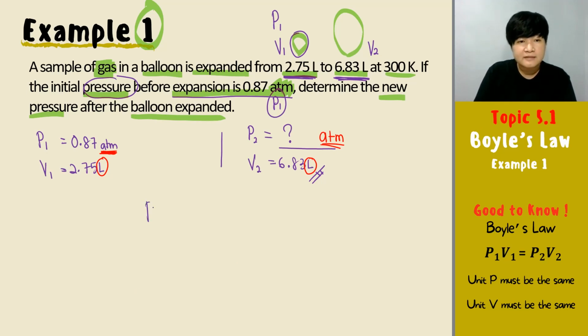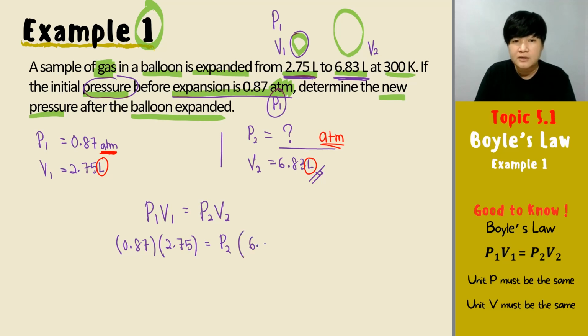So the next thing, definitely the formula. P1 V1 equals P2 V2. Make sure you substitute in the correct pairing. P1, 0.87 atm. Your V1, 2.75. And your P2 is the one that we are looking for. Your V2 is the one given, 6.83 liters. And when you press your calculator, you realize that your P2 must be lower than the P1.